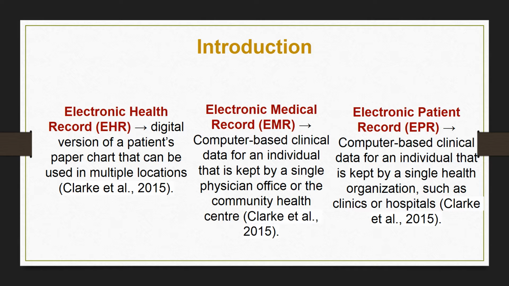An electronic health record, according to Clark 2015, is a digital version of a patient's paper chart that can be used in multiple locations. An electronic medical record, according to Clark 2015, is computer-based clinical data for an individual that is kept by a single physician office or the community health care center. An electronic patient record, according to Clark 2015, is computer-based clinical data for an individual that is kept by a single health organization such as clinics and/or hospitals.